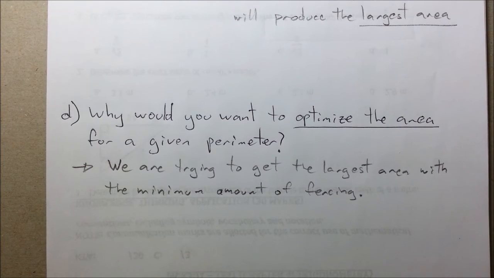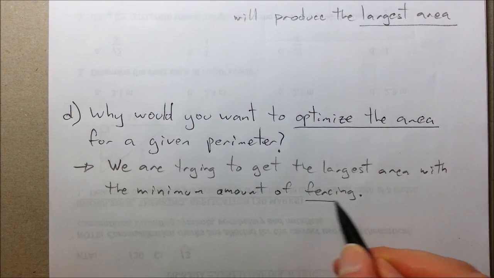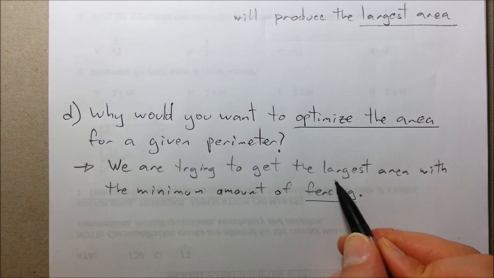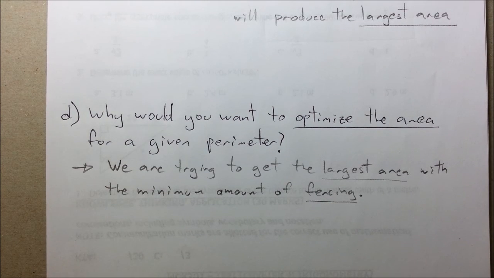You may also be trying to get the largest area if you were in charge of a concert and they give you a certain number of metal dividers, metal bars, and you're trying to get the largest area to get the most people into the concert. That's the same idea too. You're trying to get the largest area with a minimum amount of fencing. The fencing will be your perimeter, and the largest area is what you're trying to get with a fixed perimeter.